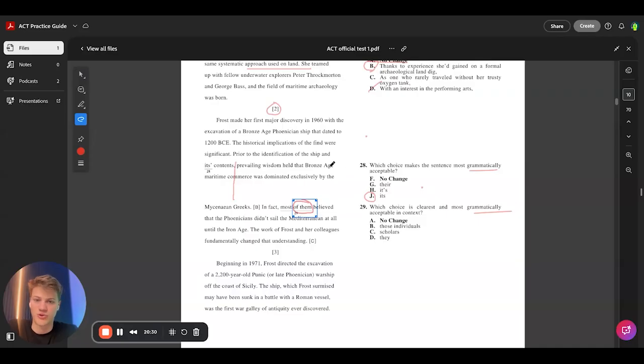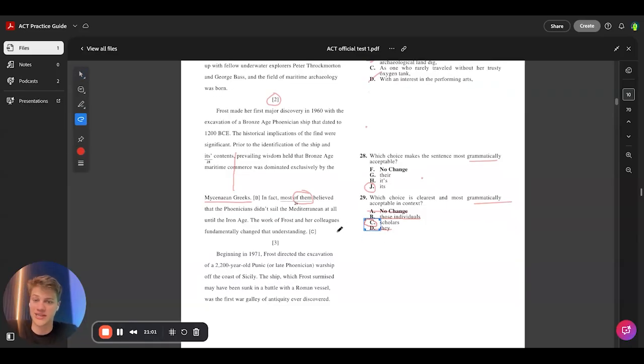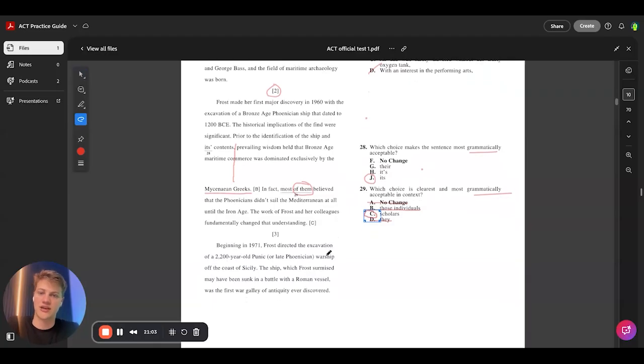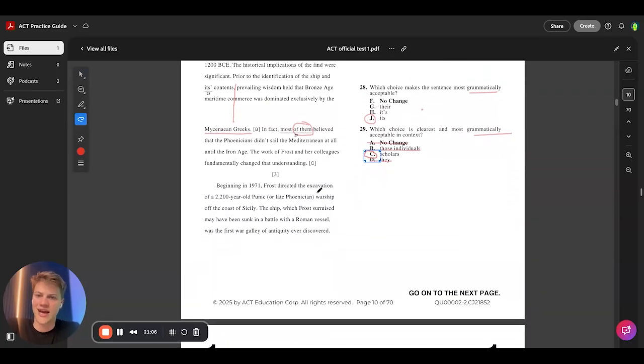Who is them, right? Well, there's no one, because there weren't any people mentioned in the previous sentence except for the Mycenaean Greeks. And the Mycenaean Greeks weren't the people that believed the Phoenicians didn't set sail in the Mediterranean. So most of them cannot be correct. Those individuals, same thing. Who are they? We don't know. They, same problem. And so the answer choice must be C, scholars, because we need a subject that makes sense. In fact, scholars believed that the Phoenicians didn't set sail in the Mediterranean at all until the Iron Age.